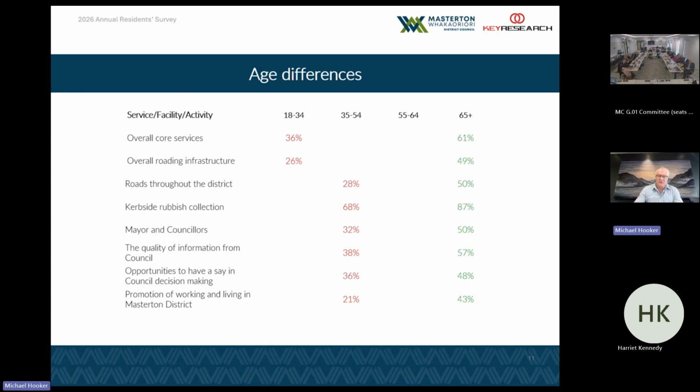And then the inverse was true for those aged 65 plus. On 38 of the 53 attributes, they recorded the highest levels of satisfaction, and again, often by quite some way.